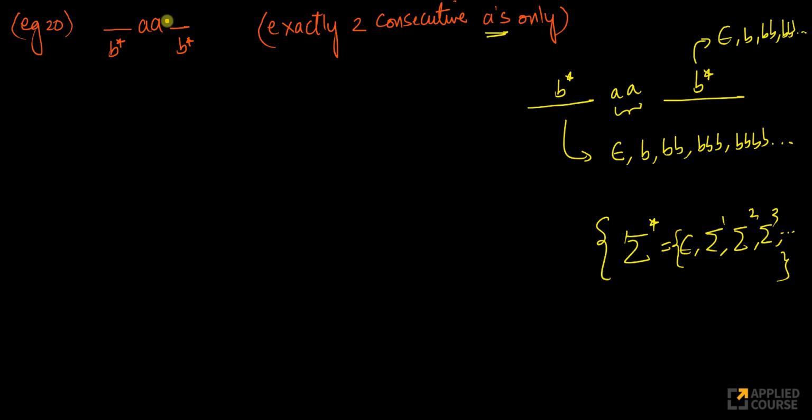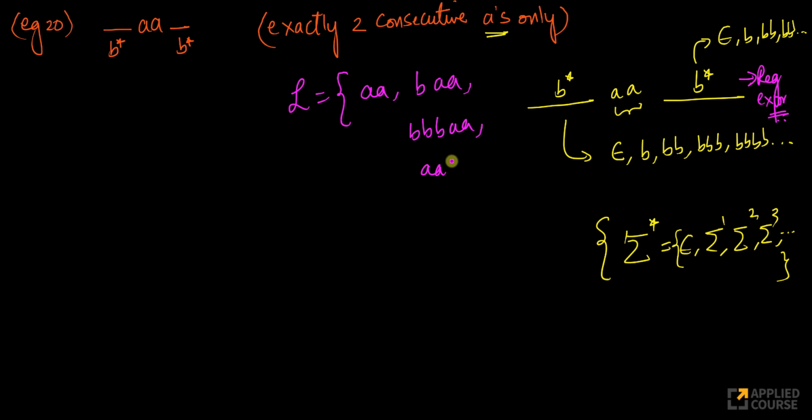So we can actually write this as B star AA B star. Again, this notation we'll learn when we learn about regular expressions. In the next chapter, we will learn about regular expressions where we'll re-encounter this. So what do I want? I want exactly 2 consecutive A's only, nothing else. So let's write down some examples of this language: AA obviously, BAA obviously, BBBAA, AA BBBB, and so on and so forth.